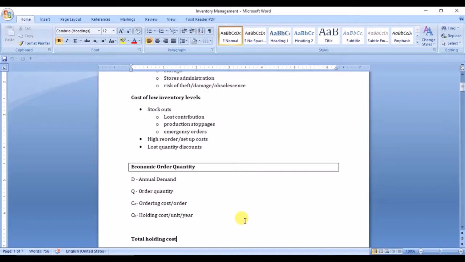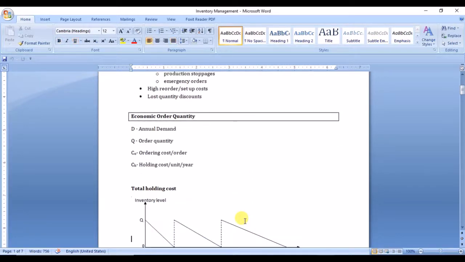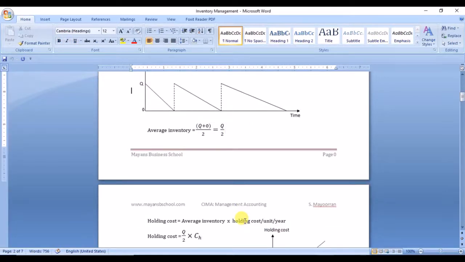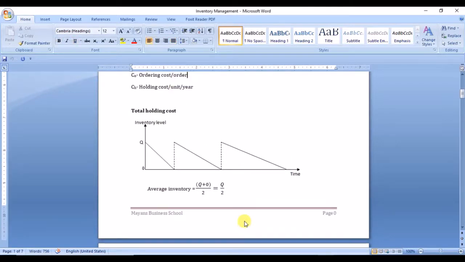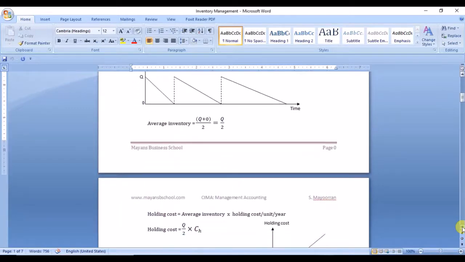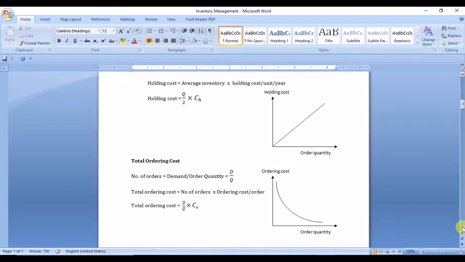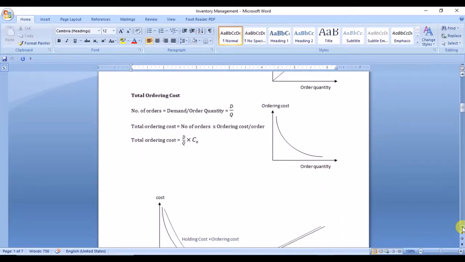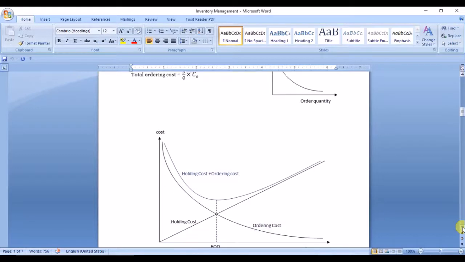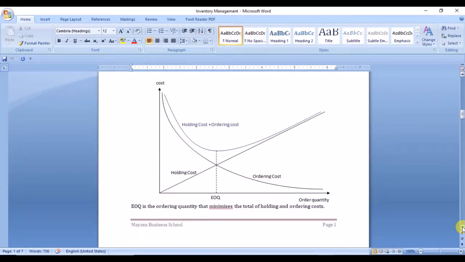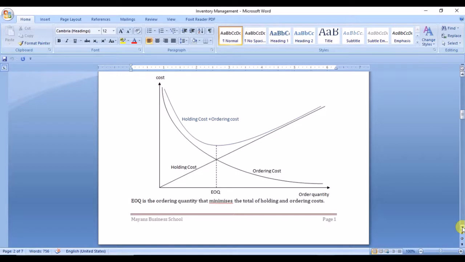Then we are entering into the economic order quantity concept. The four variables we are using there, D, Q, C_O, C_H, are defined here, which we are familiar with. Holding cost, I explained. Same thing I'm having here, nothing new. Holding cost calculation, holding cost graph, then the ordering cost calculation, ordering cost graph, total of holding cost and ordering cost, and there you go, economic order quantity and the definition or explanation of what EOQ is.